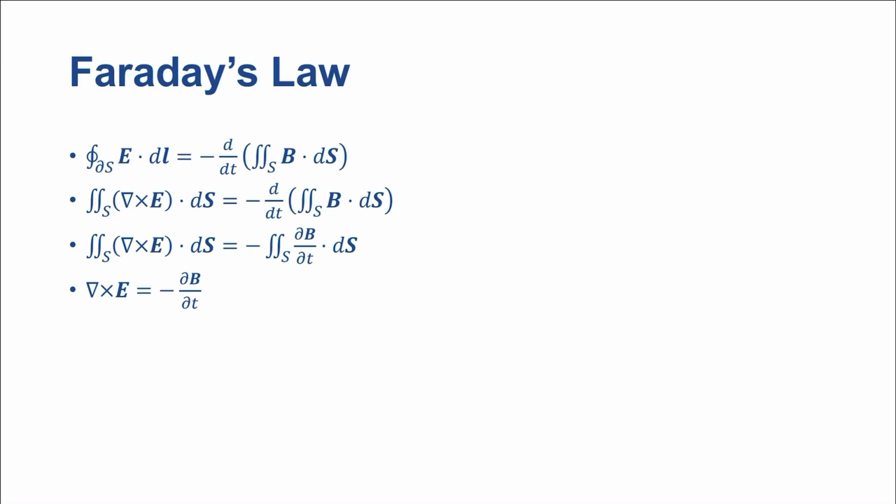Anyways, I'm getting a bit of a digression here, but the main point is that we're using Stokes' theorem, which says that the contour integral of F dot dr, or in our case, E dot dl, is equal to the surface integral over the curl of F dot dS. And that's what we're doing in this step. We're using Stokes' theorem to go from E dot dl to nabla cross E dot dS. And then, of course, this is still equal to the negative time derivative of that other surface integral.